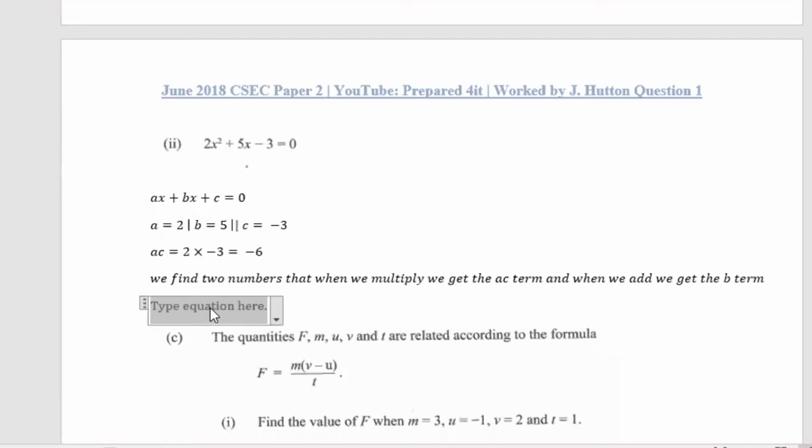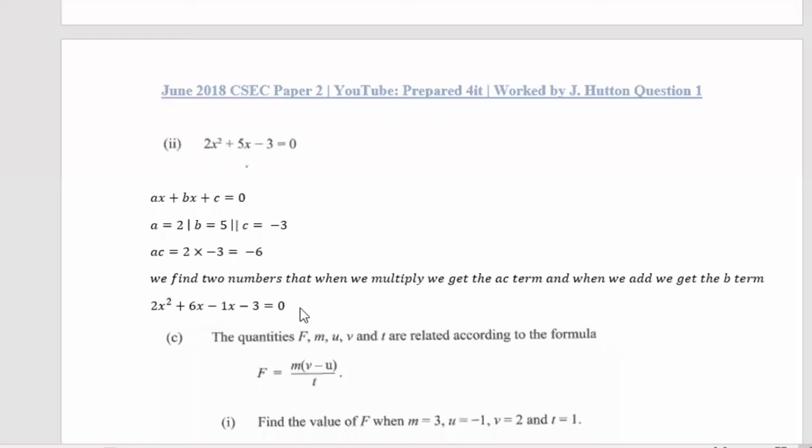So that will be 2x squared plus 6x minus 1x minus 3 is equal to 0. So when you find those two terms, you're going to replace the middle term with them, and this is where your factorization begins. So the two terms would be 6 and -1. When we multiply 6 by -1, we get -6, and when we add 6 plus -1, we get +5, and that is the criteria for us to now go ahead and factorize.